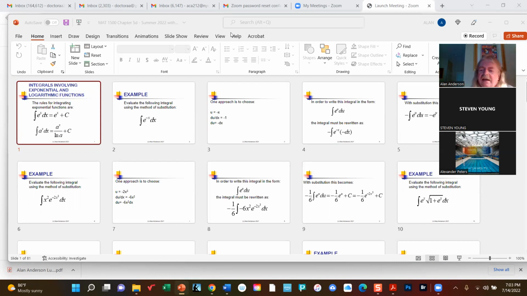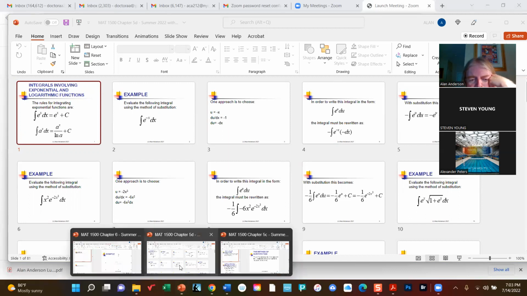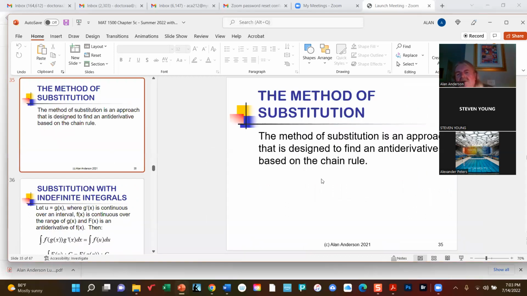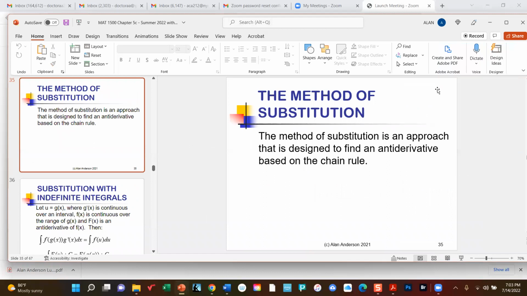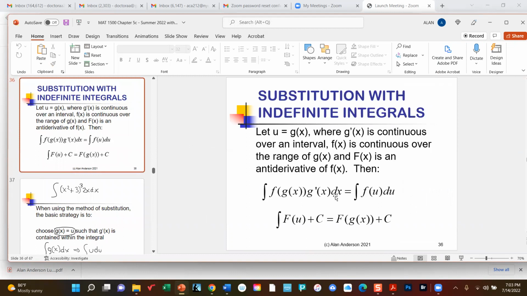Okay, anyway, let's get back to chapter 5C, what's left of it. And let's see, where are we? Okay, yes, the method of substitution. I was just saying how important this is for solving integrals. So the formal definition is here.